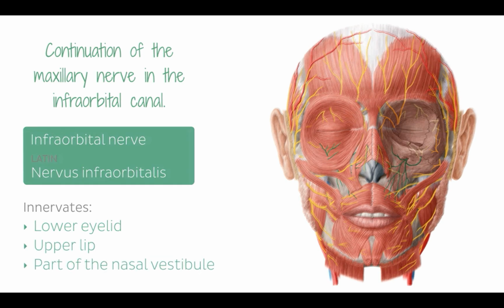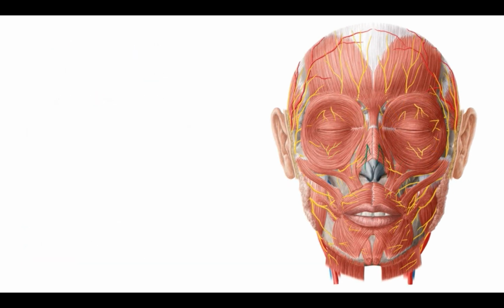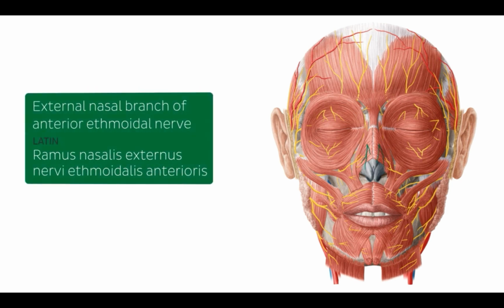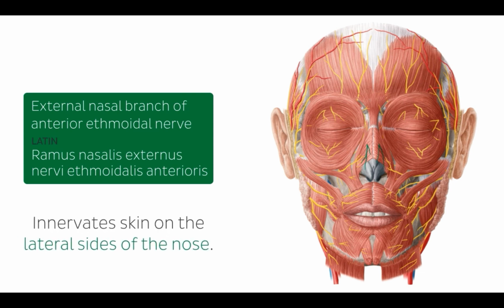Next on our list, we're going to continue on with the anterior view of the head. You can see these highlighted nerves, which are known as the external nasal branches of the anterior ethmoidal nerve. The anterior ethmoidal nerve is a nerve which provides sensory branches to the nasal cavity. Within the nose, this nerve gives off sensory fibers to the anterior part of the nasal septum. The external nasal branch will be innervating the skin on the lateral sides of your nose.